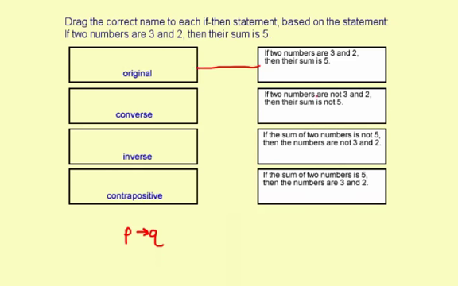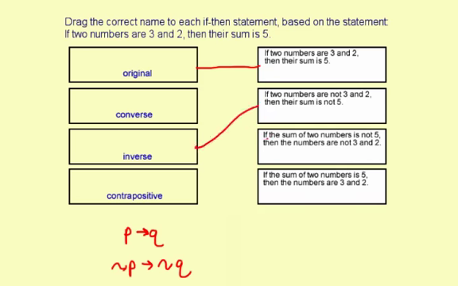If two numbers are not 3 and 2, then their sum is not 5. So it looks like the hypothesis and conclusion are still in the same order, but there are nots in front. So in symbolic notation, that would be if not P, then not Q. And that's called the inverse. So this is the inverse statement.